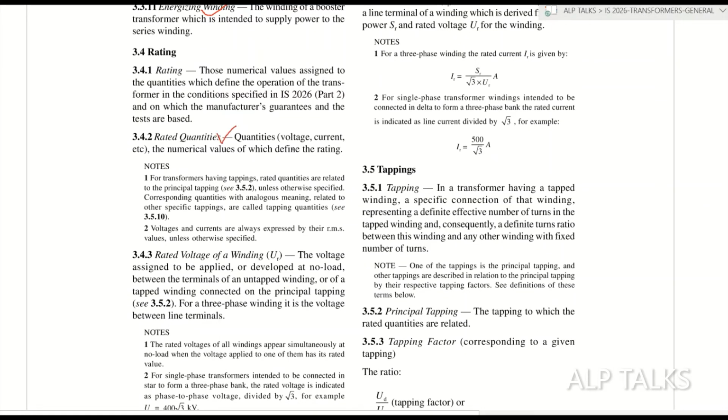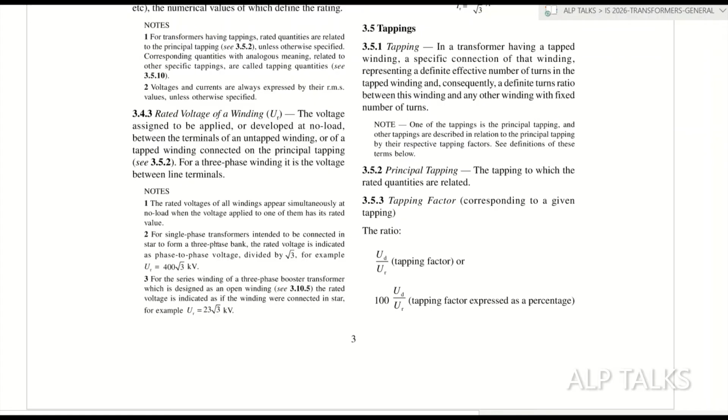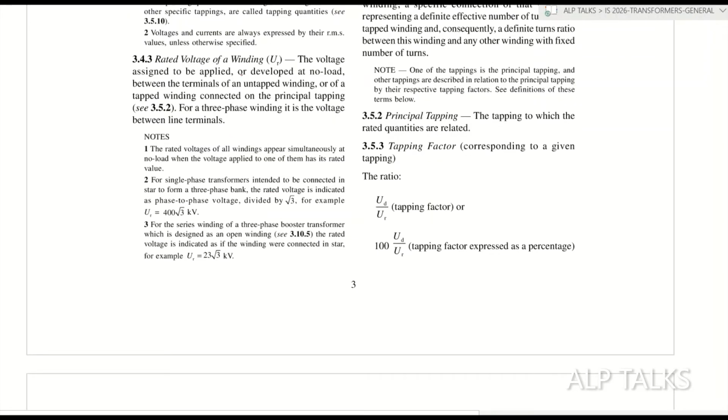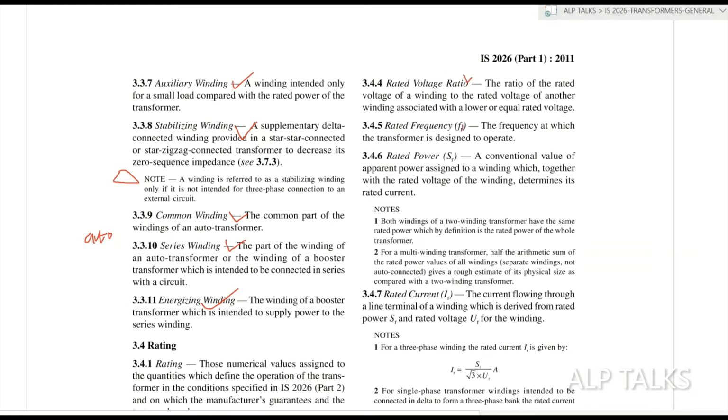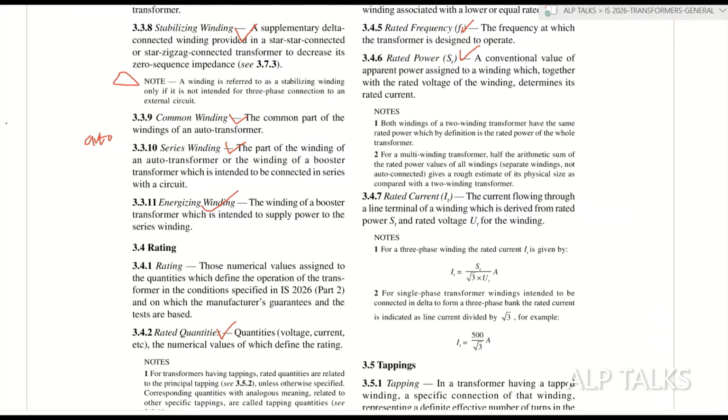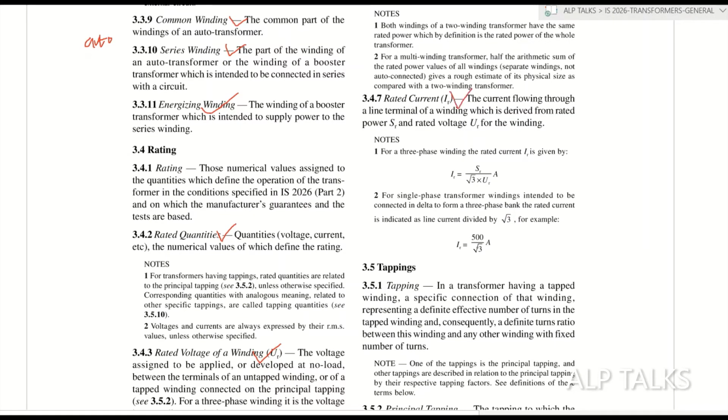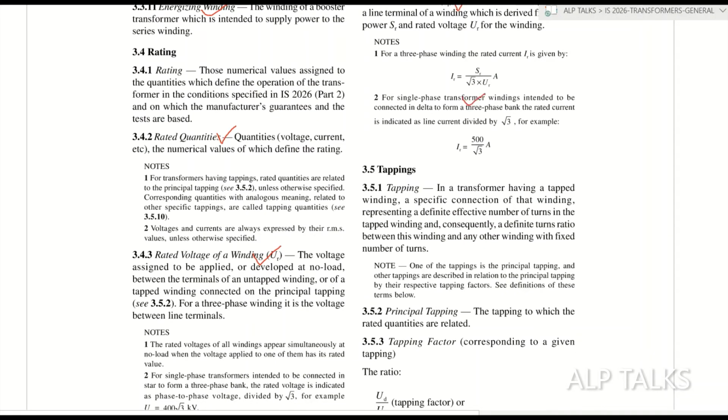The rated quantities, these are all normal. Rated voltage of winding, rated voltage, frequency, power, current, rated current, single phase.